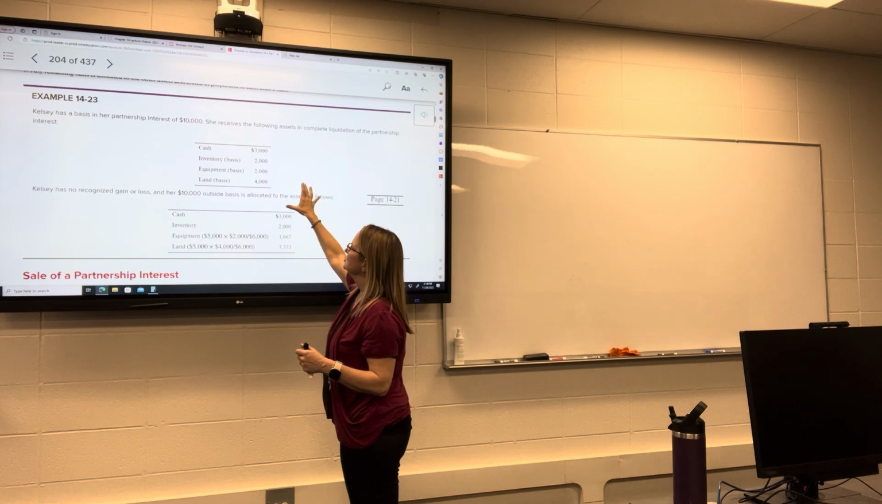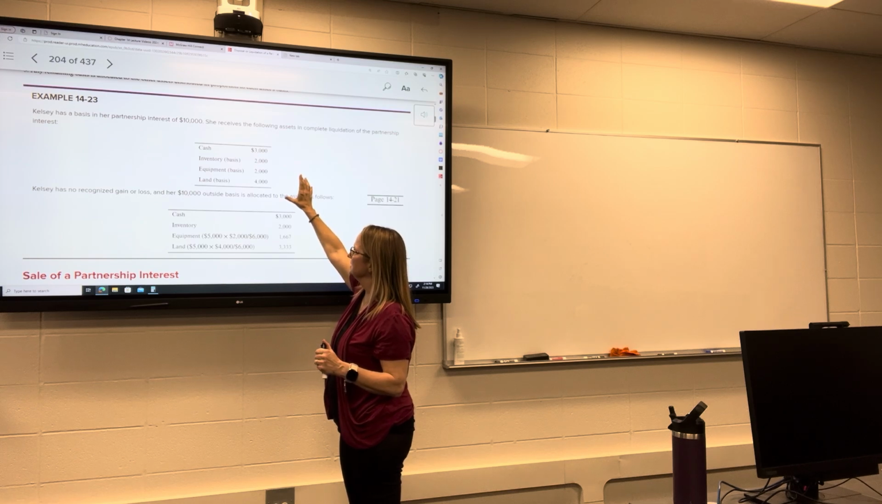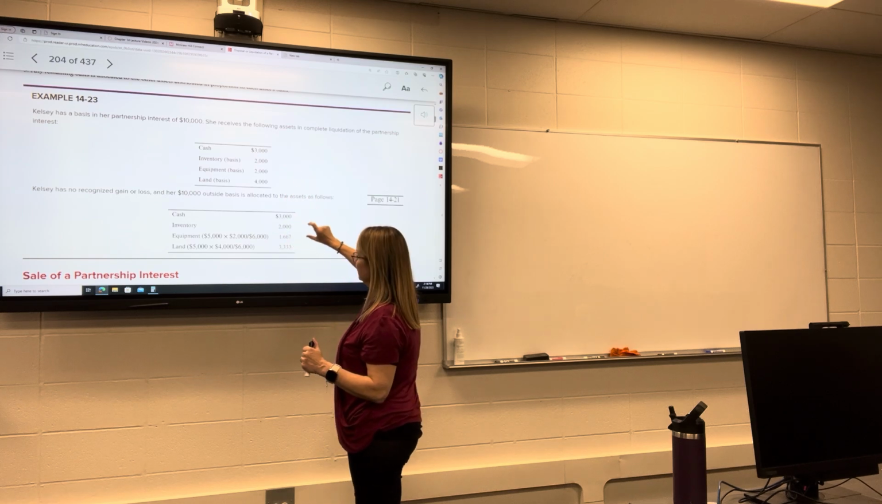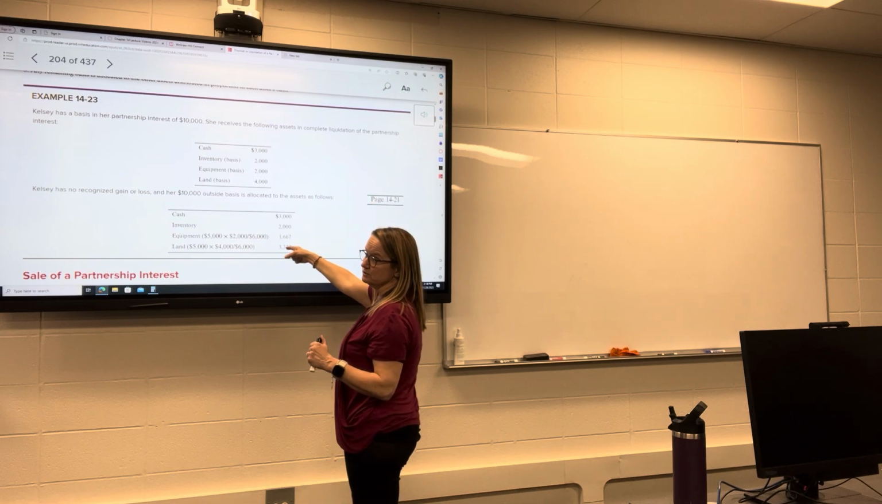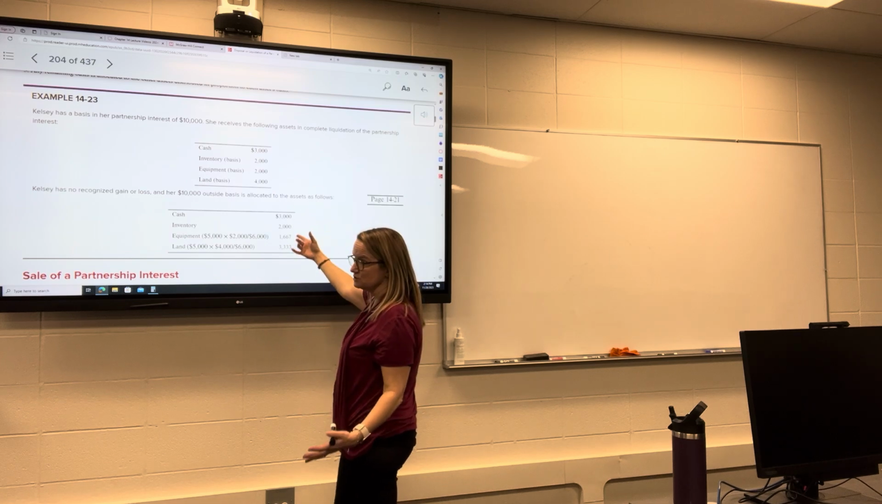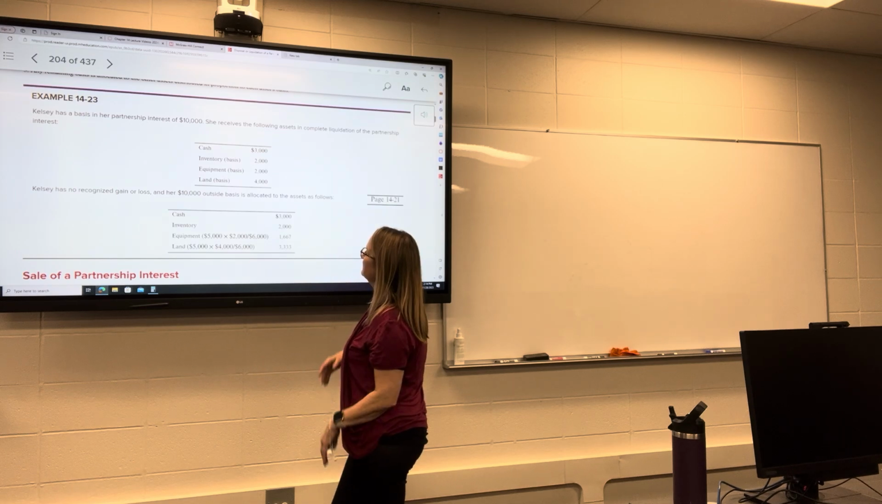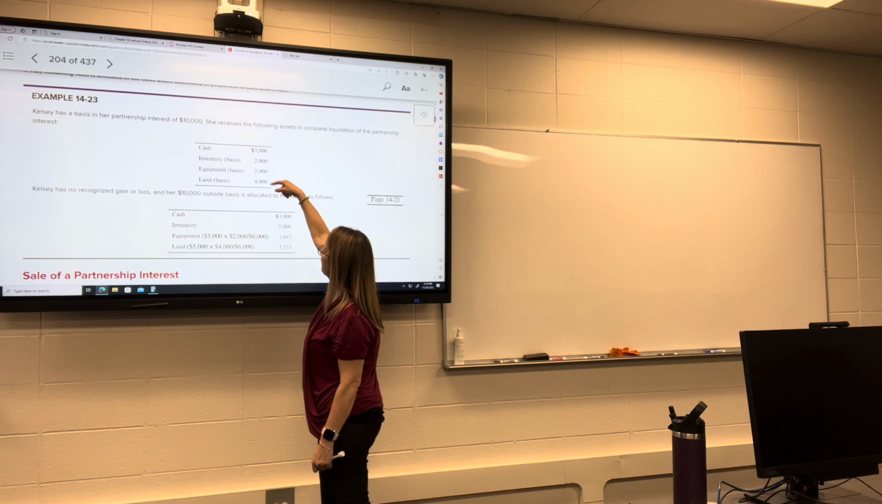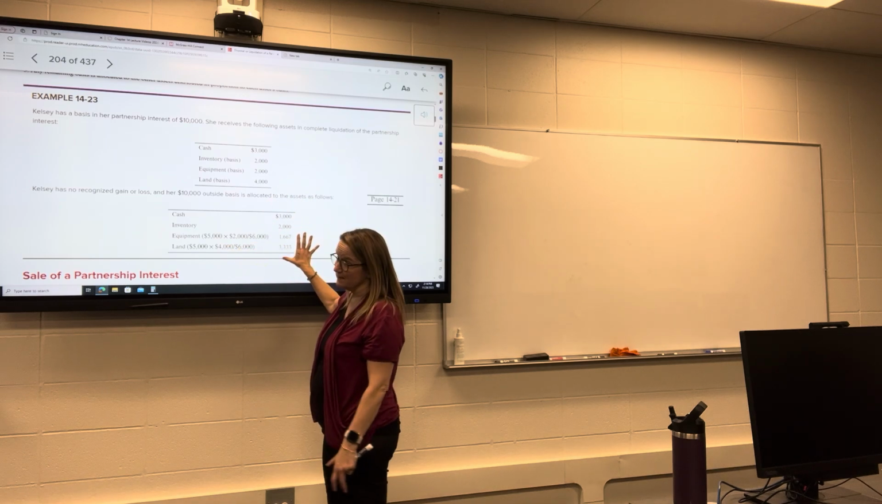So again, she's not going to recognize any gain here. What she's going to do is then reduce the basis of these items. So just like we increase the basis here, now we're reducing the basis here by the amount of the loss. So the cash is what the cash is. The inventory is what the inventory is. The equipment, however, that $6,000 has to be allocated, and this is the ending basis.